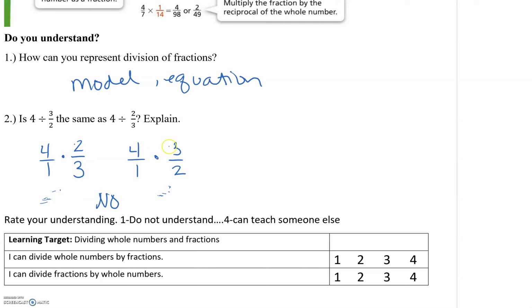Okay, with the flip of our numbers, they're both division problems, so I have to flip this, give the reciprocal of this last number no matter what, which then inverts what we have here. So rate yourself, guys, and then you can get started on your homework.